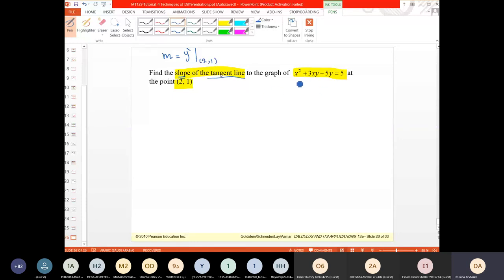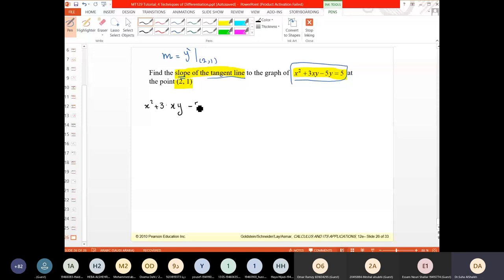Okay, check the function. The function clearly needs implicit differentiation because x and y are mixed together. They didn't even mention that it's implicit. They don't have to tell me it's implicit. I know it's a mix between x and y. This is x squared plus 3xy minus 5y equal to 5.